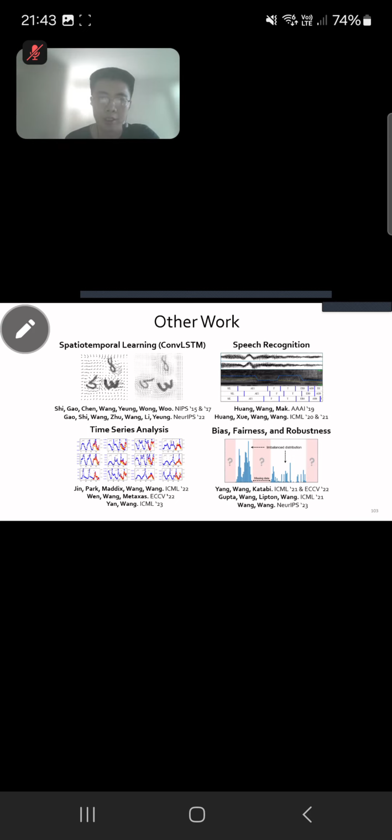Besides Bayesian deep learning, we have also done other work, including spatial temporal learning, speech recognition, time series analysis, and bias and fairness. And in particular, in one of our works, we developed the first convolutional LSTM, or ConvLSTM, in computer vision, and it has now become a standard building block in the computer vision community and also in the AI for science community. And it also has become a standard building block in modern deep learning frameworks such as TensorFlow and PyTorch as well.